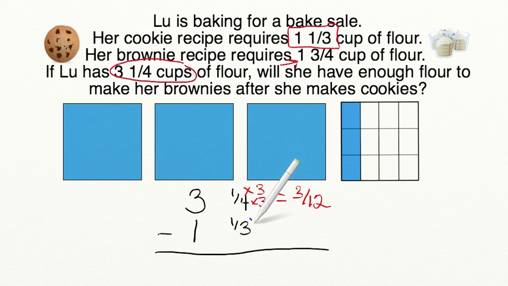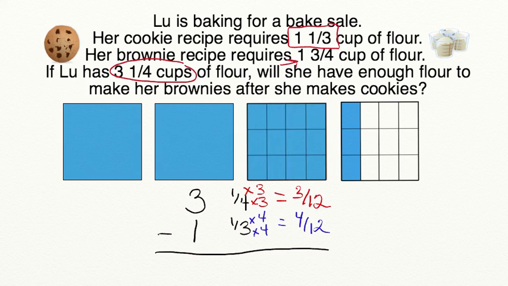So now I need to multiply the numerator and denominator of my thirds so that I can also change this into twelfths. That's going to give me 4/12. So now I'm all set to start subtracting. But wait a second. I can't subtract 4/12 from 3/12. I only have 3/12 lined up. That means that I need to regroup one of my wholes. So I'm going to take this whole and I'm going to break it apart into twelfths. So I only have 2 wholes left, and now I have 12 twelfths, which I'm going to add to the 3/12 I already have. That means I now have 15 twelfths.